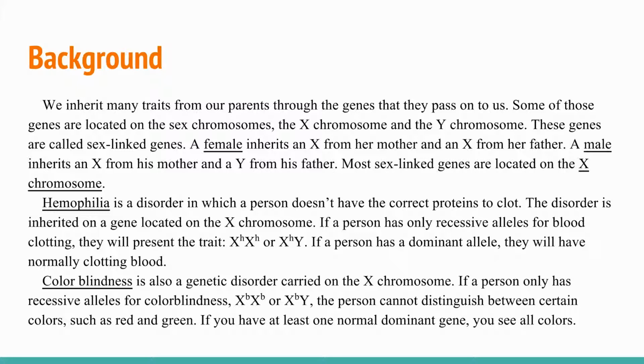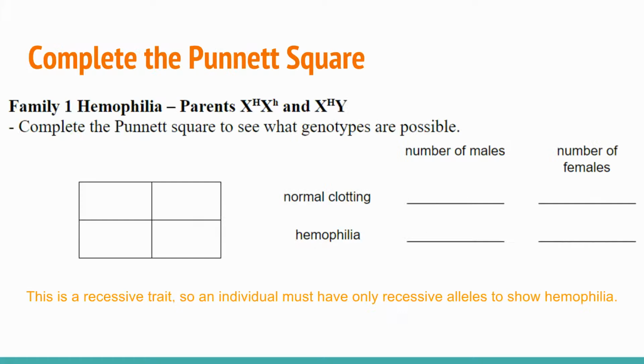Color blindness is also a genetic disorder carried on the X chromosome. If a person only has recessive alleles for color blindness, the person cannot distinguish between certain colors such as red and green. If you have at least one normal dominant gene, you see all colors. So that's what this lab is about. We're going to toss some pennies and see how these are inherited differently in males and females.